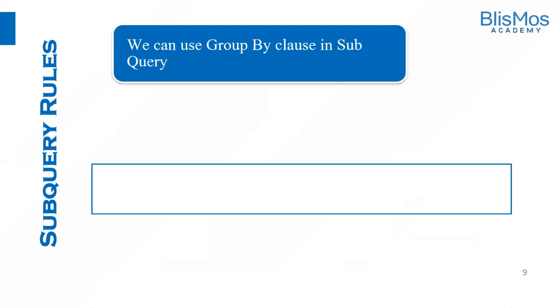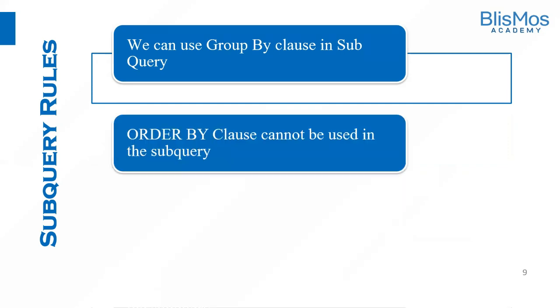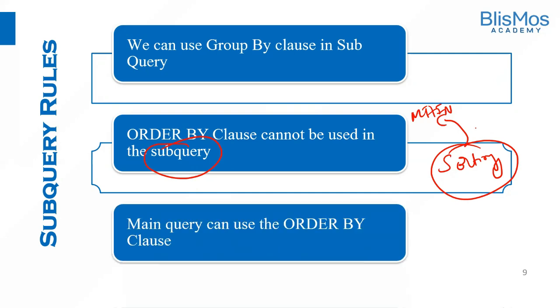Let us look at some more rules. We can use the group by clause in subquery. We already mentioned that. And very important point, we cannot use the order by clause in the subquery. Why is that? Can you think logically? What does order by do? Order by does sorting of the values. If we sort the values and funnel those results to the main query, will the sorting remain the same when the main query is executed? No, it doesn't. So in that case, why do we need to sort? That is the reason order by clause cannot be used in the subquery. But order by clause definitely can be used in the main query.